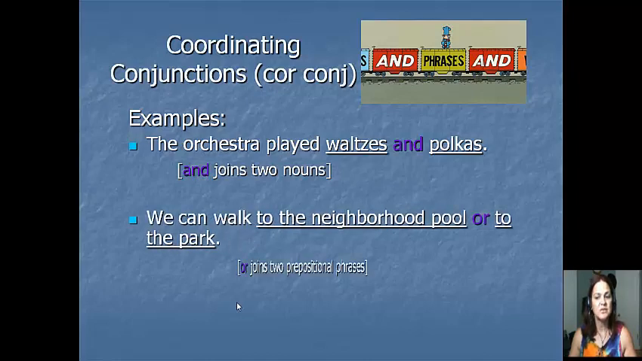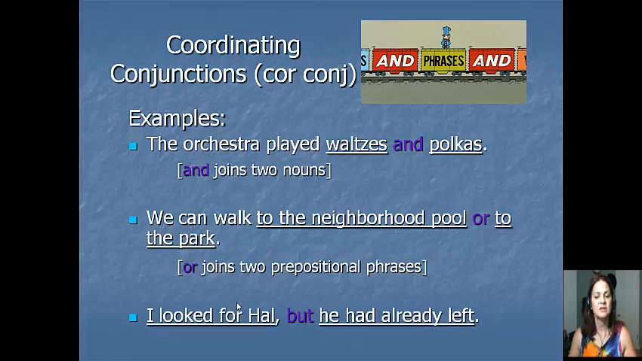We can walk to the neighborhood pool or the park. So "or" joins the two prepositional phrases in this case. And I looked for Hal, but he had already left. "But" joins the two clauses. So notice we have coordinating conjunctions joining nouns, joining prepositional phrases, joining clauses. And there are other examples that we could have put in here. But a coordinating conjunction is not limited to what part of your sentence can be joined.